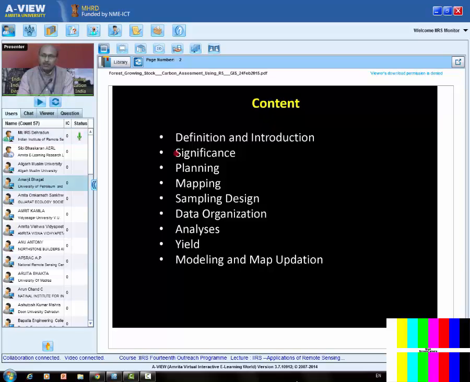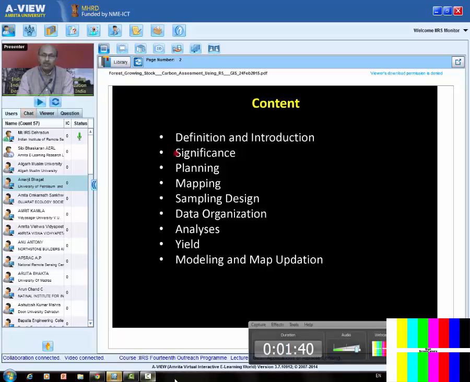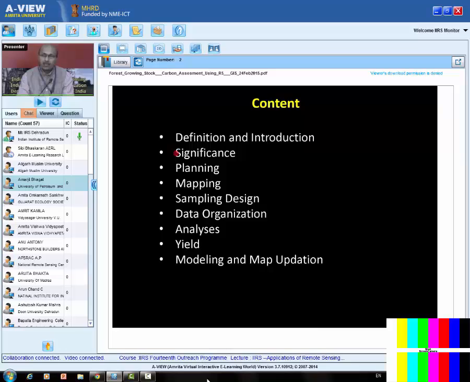And the data which we collect from the field needs to be organized in a spreadsheet. It can be MS Excel or any statistical software which you are familiar with. You can organize your database in that, and then you can do the analysis depending upon your requirement. You can do the tree-wise analysis, the plot-wise analysis, the forest type-wise analysis, or age class or girth class. There are many possibilities to do the analysis of the data.